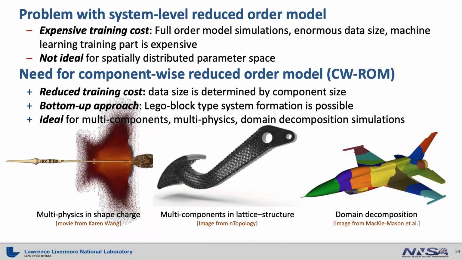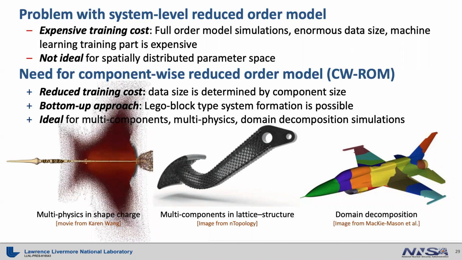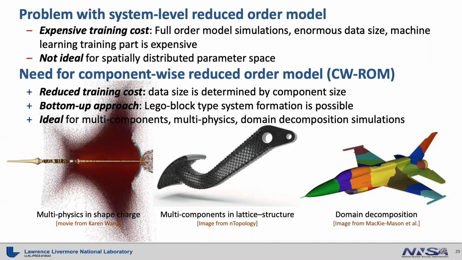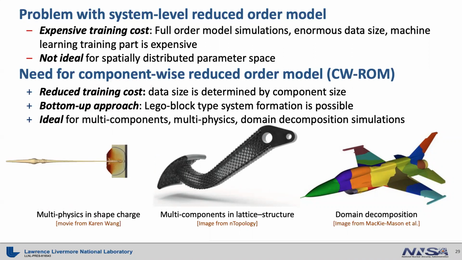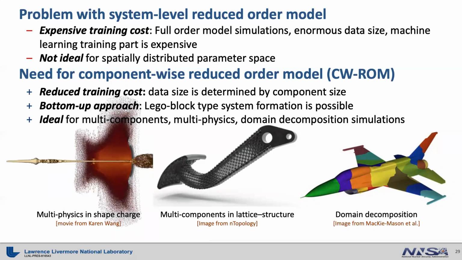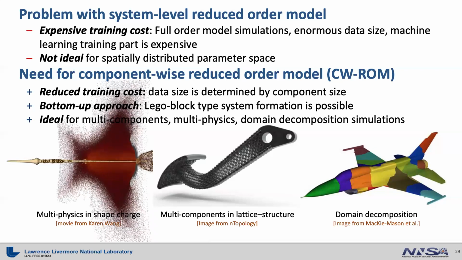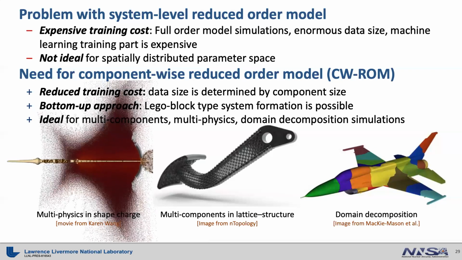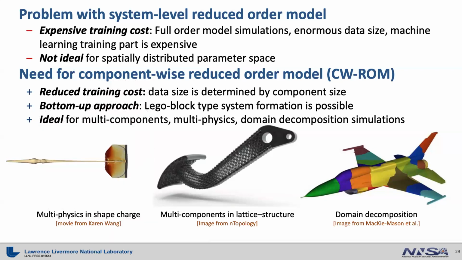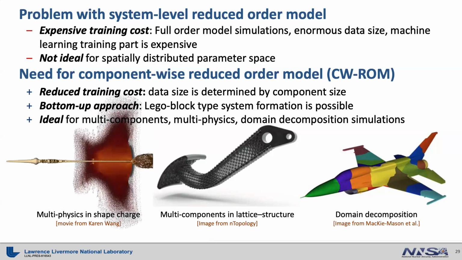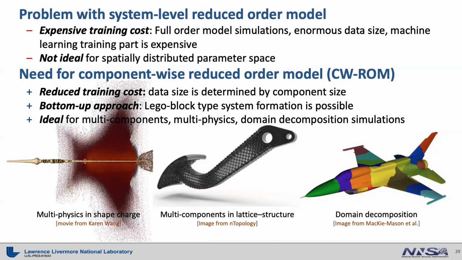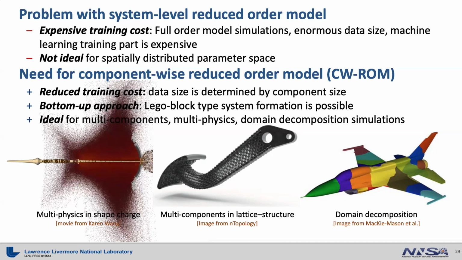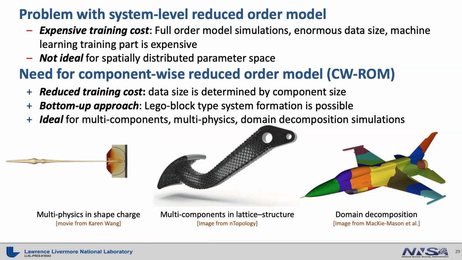Therefore, we looked for an alternative approach and found the component-wise reduced order model, so-called CW-ROM. The method deals with a small size of data, so the training cost is greatly reduced. Each small reduced order model component can be assembled like Lego blocks to form a system reduced order model. This is ideal for multi-component, multi-physics, and domain decomposition simulations.